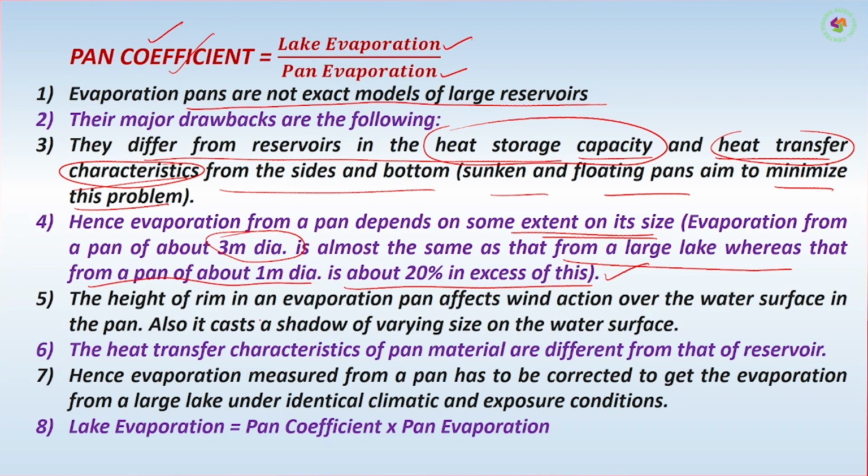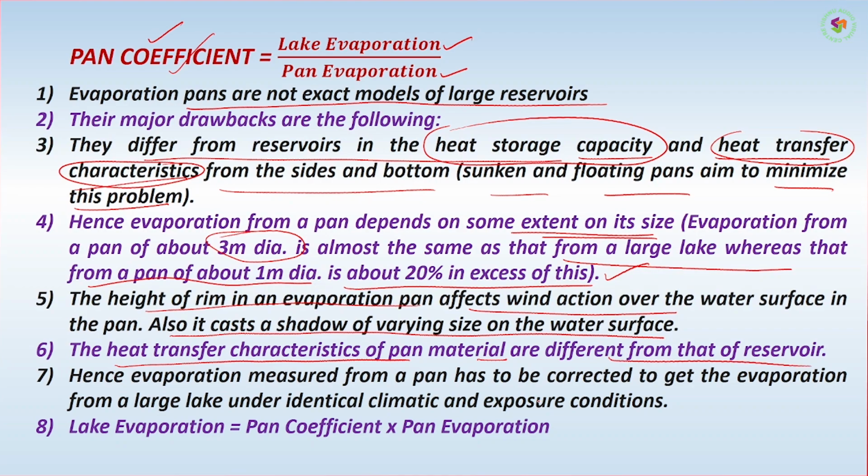Then the height of the rim in the evaporation pan affects the wind action. The more the height of the rim, naturally the inside water is not exposed to the wind velocity. The lesser it is, naturally it is exposed. Because of it, it also casts a shadow on the water surface. So that is why the evaporation is not representing the correct evaporation. Already I mentioned the heat transfer characteristics of pan material are different from the reservoir's.